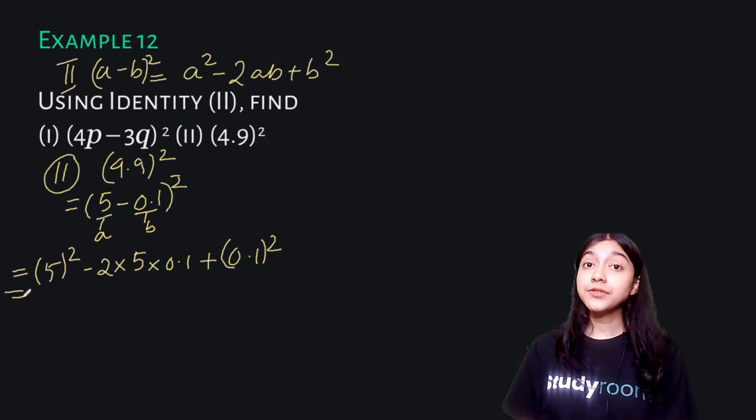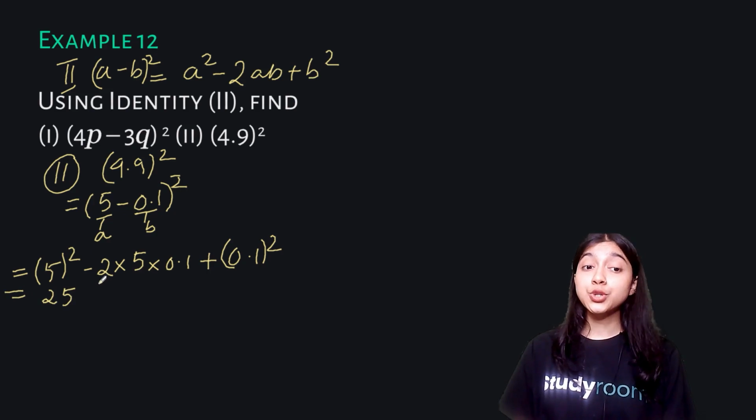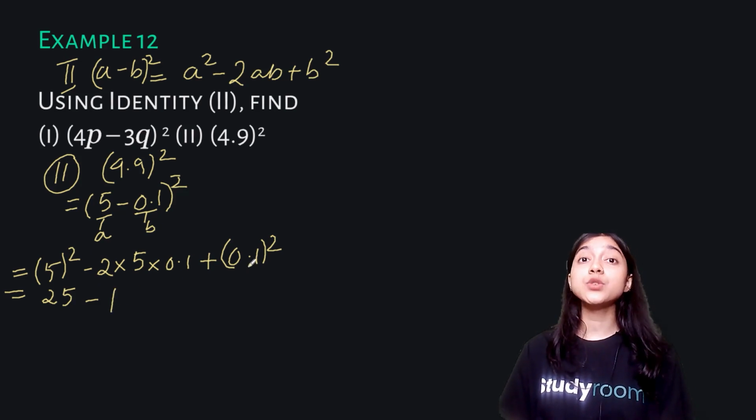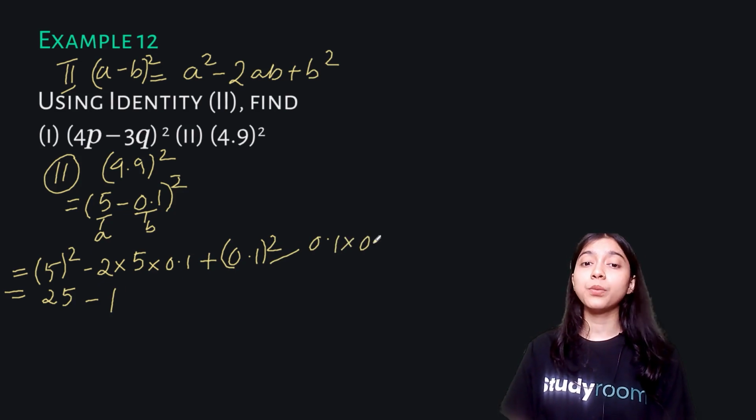Now 5 square gives us 25 minus of 2 into 5 into 0.1. Ultimately the sign will be negative. Here we have 2 into 5, which gives us 10. 10 multiplied with 0.1 gives us 1. Over here we have 0.1 whole square, which means 0.1 multiplied with 0.1, which ultimately gives us 0.01. So here I am writing plus of 0.01.